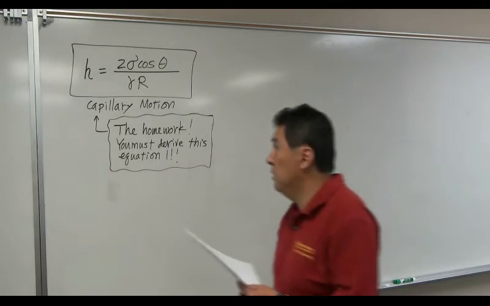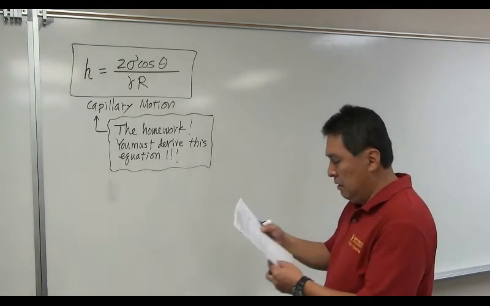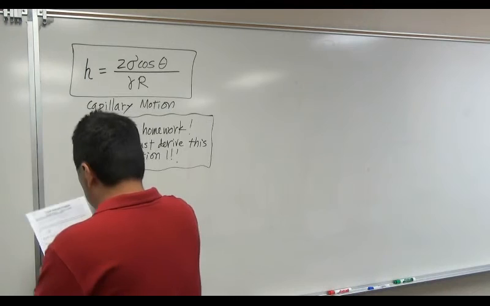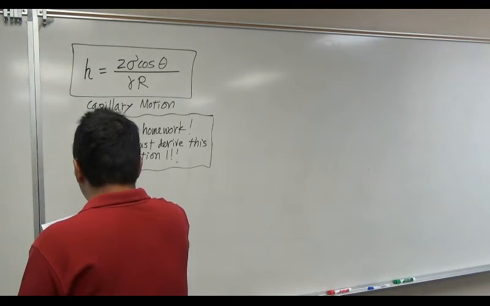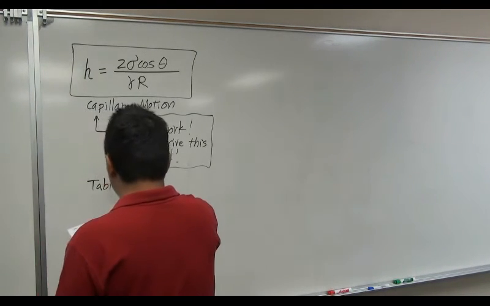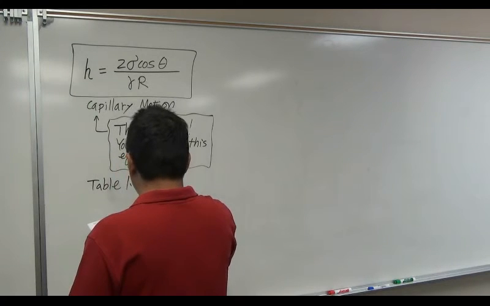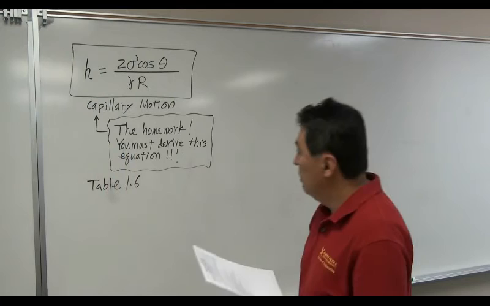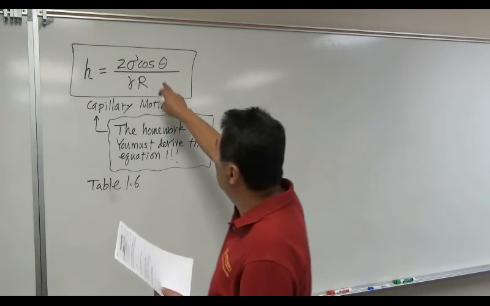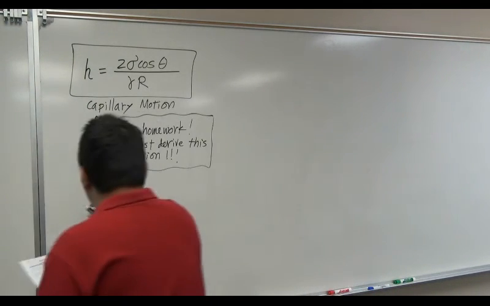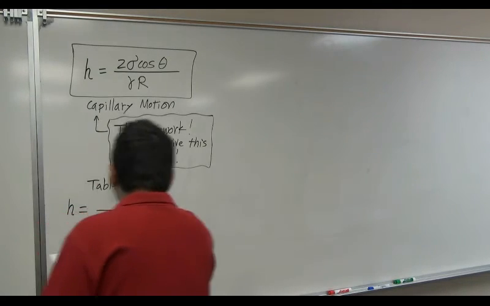So assuming that you did, the rest is very simple. You're going to take a look at table 1.6, which is, again, in the handout. You're going to find the properties of mercury here. So let's plug in the values.